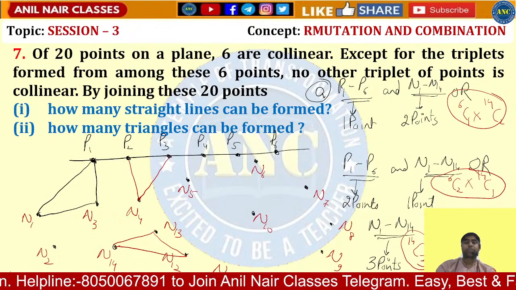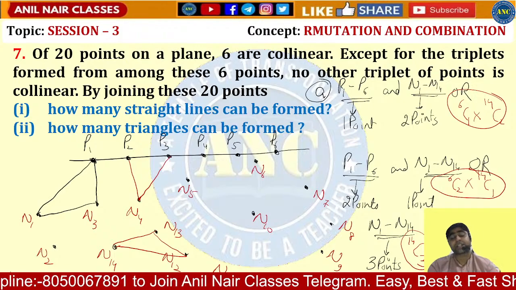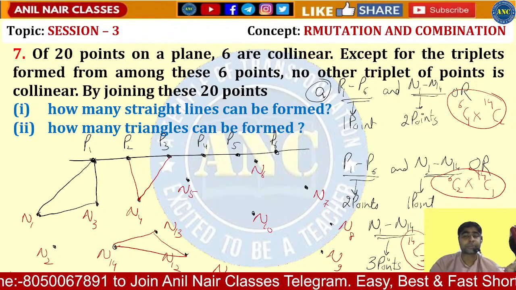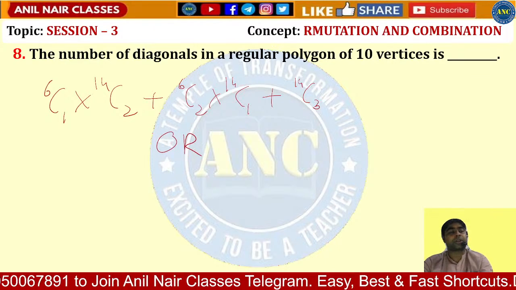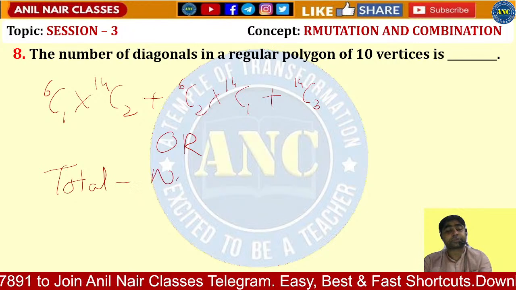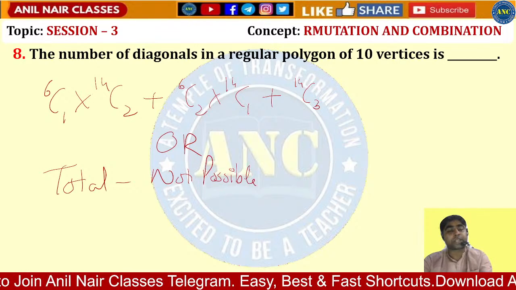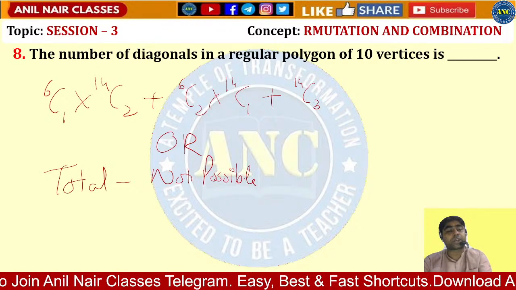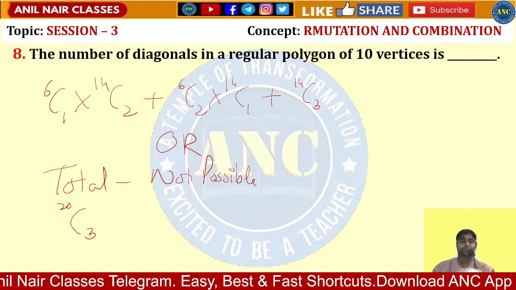Okay, what did I not take actually? I did not take choosing 3 points out of the 6 points which are P1 to P6. So this, or total minus not possible. So total would be 20C3. From the 20 points, take any 3 points.